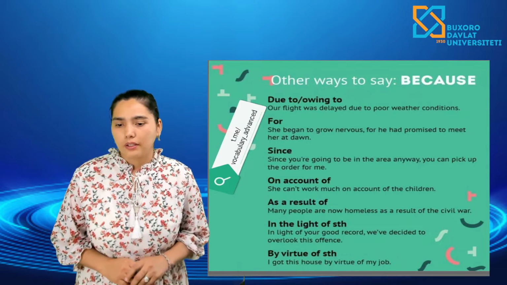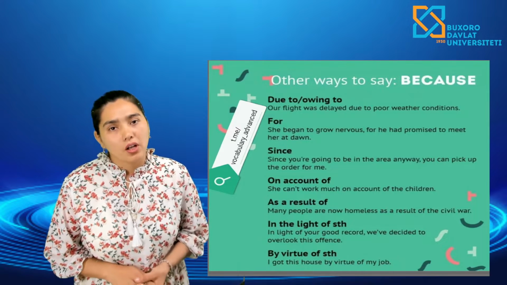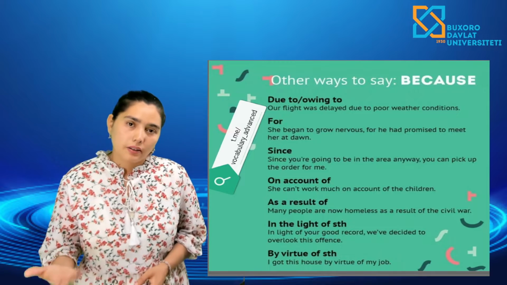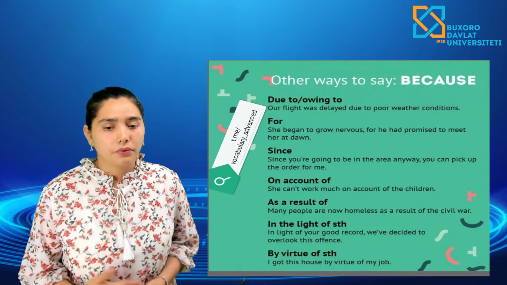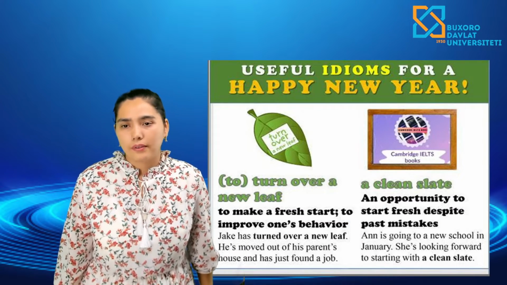By virtue of something, let me give you an instance. "I got this house by virtue of my job." I could say, I got this house because I worked a lot, yeah? Instead of this, I use "by virtue of my job". As you see, we use nouns after that.